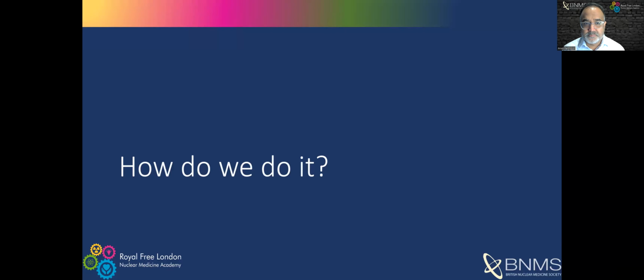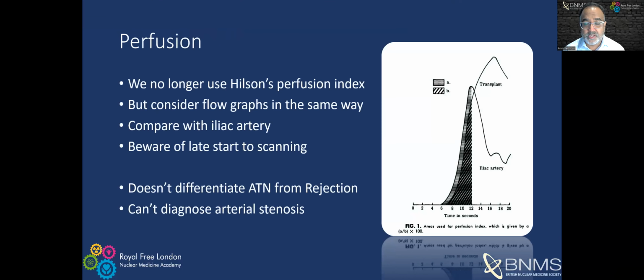How do we do it? Well, the interpretation of the transplant renogram is identical to the native kidneys. We have three phases. We start off with a perfusion phase. We don't tend to use Hilson's perfusion index anymore when we're evaluating the transplant kidneys, and this is because most of the work was based on DTPA and also serial scanning, often with a baseline scan done immediately post-operatively. So we find now that a single MAG3 with a perfusion index is not that useful.